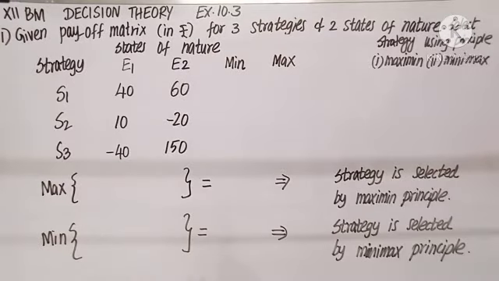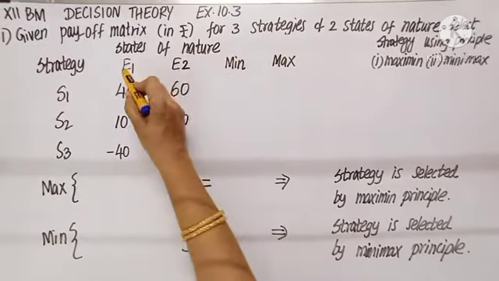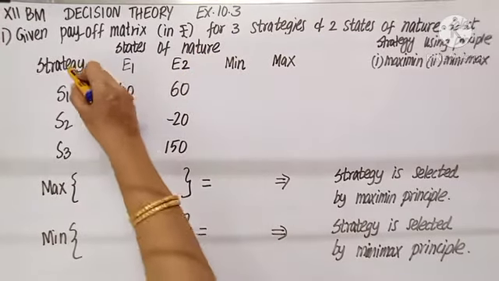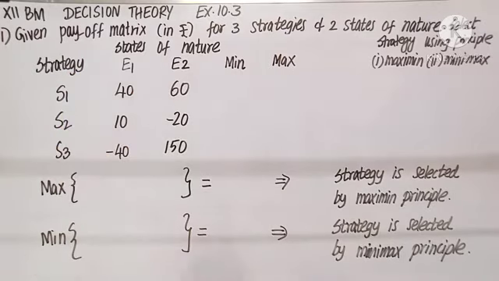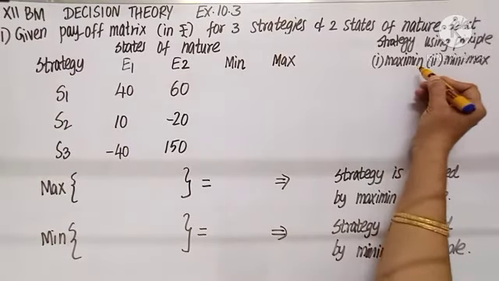Exercise 10.3, question number 1. Given payoff matrix in rupees for 3 strategies and 2 states of nature. Select the suitable strategy using the maximin principle and minimax principle. Given states of nature E1, E2, and strategies S1, S2, S3. Maximin.